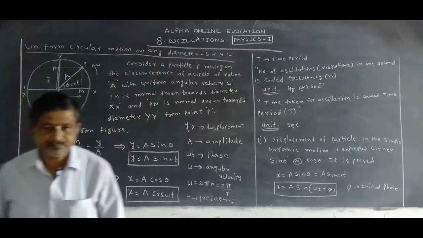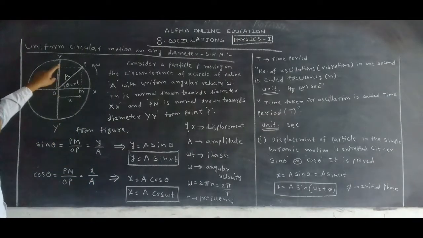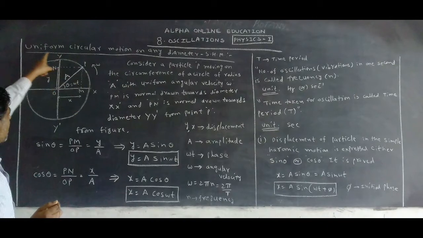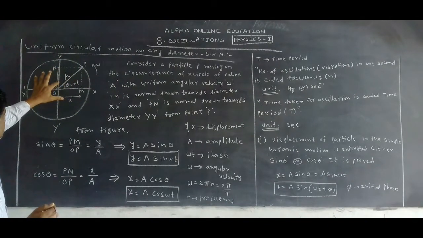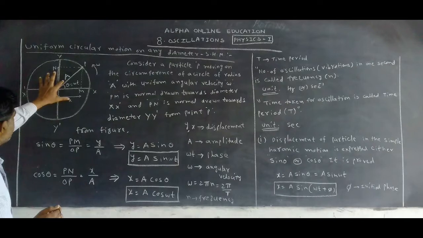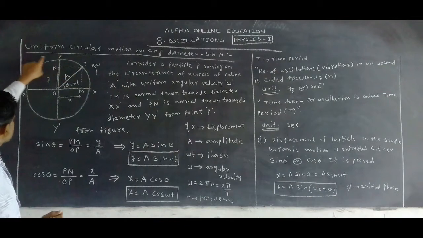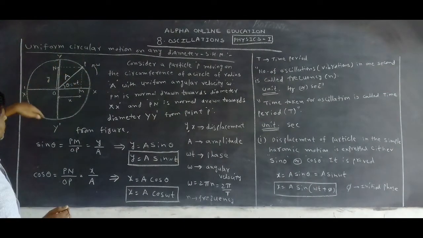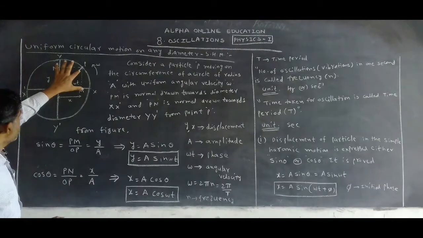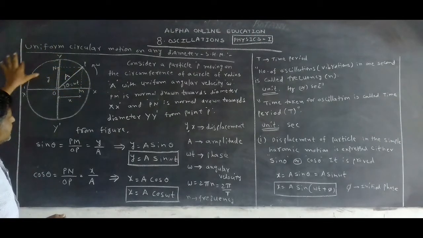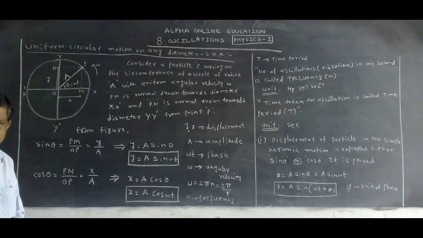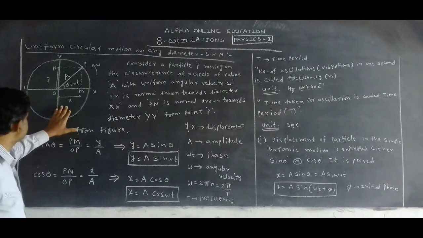Now, first, we take one circle. Its radius you take capital A. Along the circumference of the circle, one particle is moving with a uniform angular velocity. What is the symbol for angular velocity? Omega.